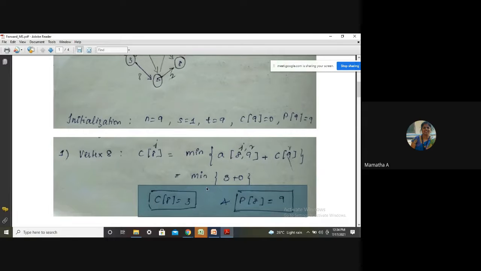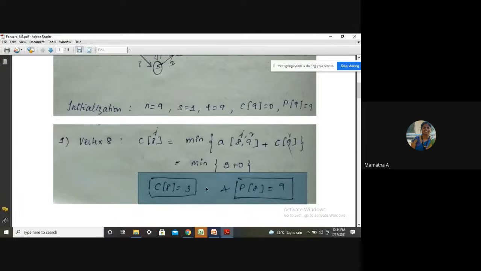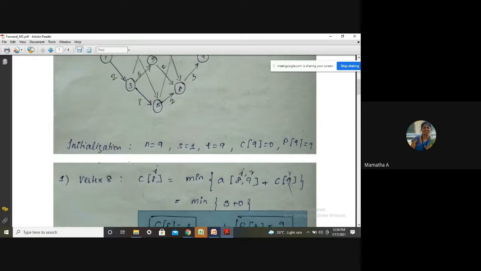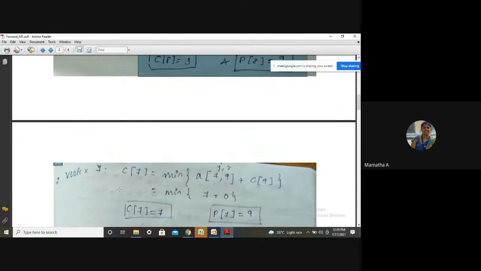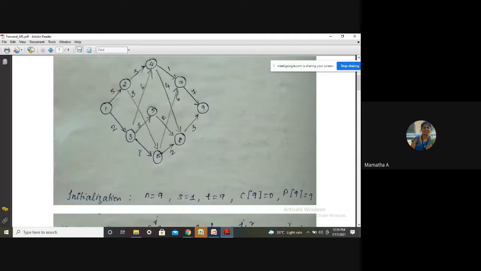Now, the second step, which vertex should I consider? 8 is done. So I should go for which vertex? 7. Okay, similarly, I take vertex 7. Now I update C of 7. Again, go to the figure. Is there any edge moving from 7 to any other vertex? Yes, ma'am, it is to vertex 9. There's only one edge.